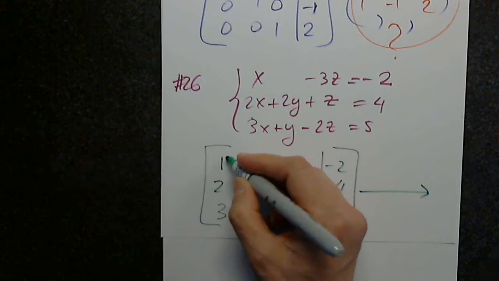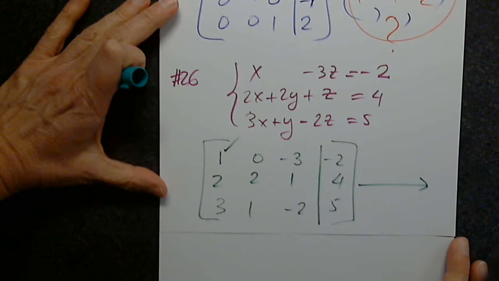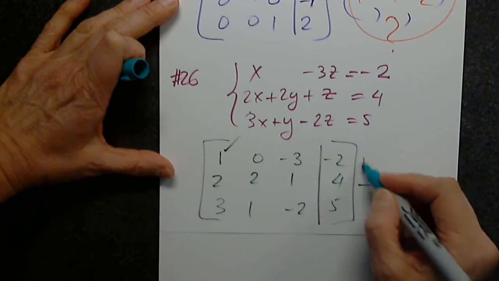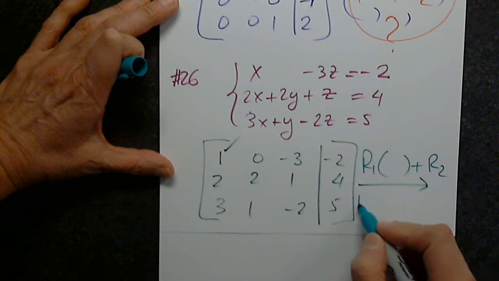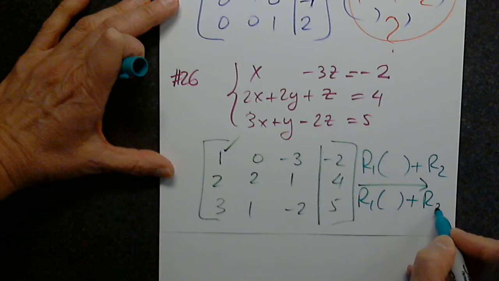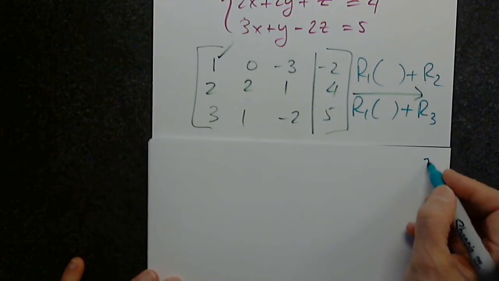We are lucky again. 1 is there. But I want to remove the 2 and the 3. Which row do I have to use? Of course, where the 1 is. So R1 times something plus R2, R1 times something plus R3. On the side, we have to write what we're trying to do.